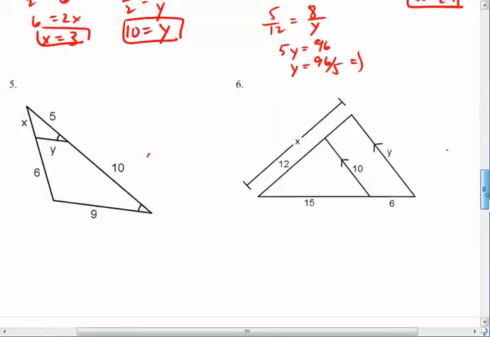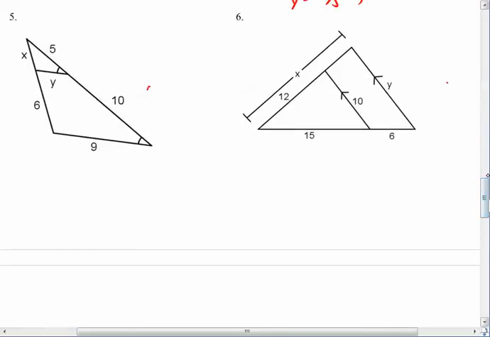Let's see. Number 5. Alright, so we've got a very small triangle up here, and then the larger triangle. They have one angle marked congruent, and then they share an angle here, so they are similar via angle similarity.